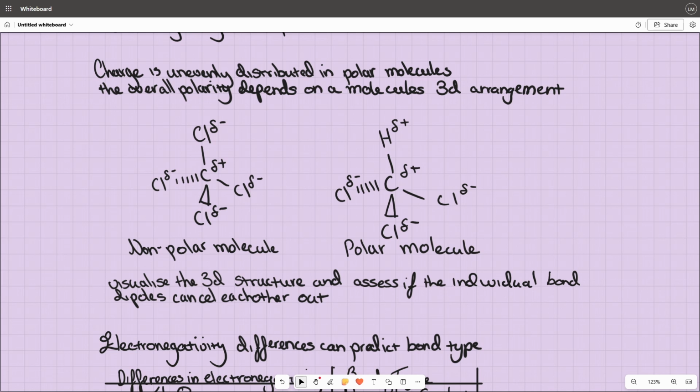Whereas here you have CHCl3, which is a polar molecule because both carbon and hydrogen are delta positive, whereas the three chlorines are delta negative and they don't cancel out. So to figure out whether a bond is polar or non-polar, you need to visualize the 3D structure and assess if the individual bond dipoles cancel each other out.